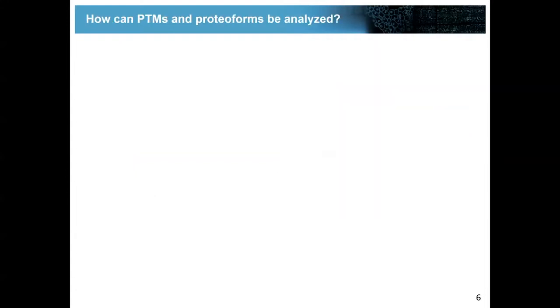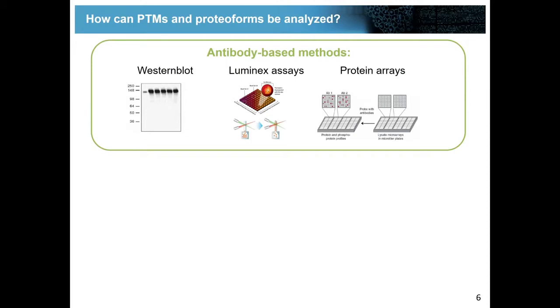Okay, so how can we now measure PTMs, and how can we measure proteins that carry different PTMs? I think there are two main strategies. Either people work with antibodies that are specific for a certain PTM or even a certain PTM site on a protein, and then they do Western blots or Luminex assays or protein arrays. These methods are very valid and very cool. They can be very sensitive and highly multiplexed, but they have the big disadvantage that they rely on a good working antibody.